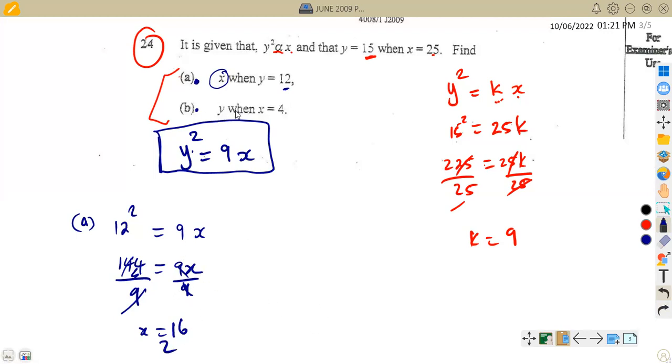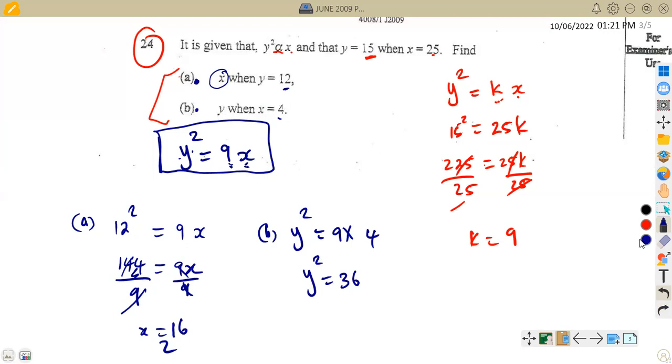Then the value of y if x is 4. This is the b part. We are just substituting here. y squared is equal to 9 times x, which is 4. So y squared is going to be 9 times 4, which is 36.